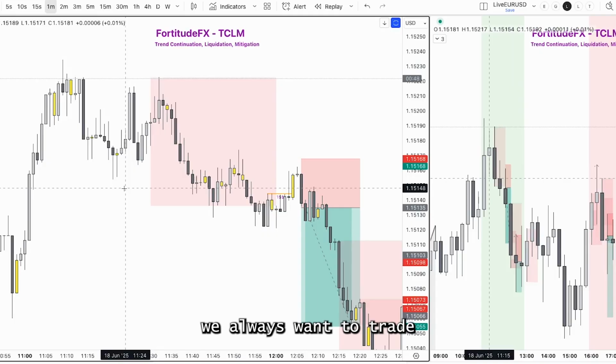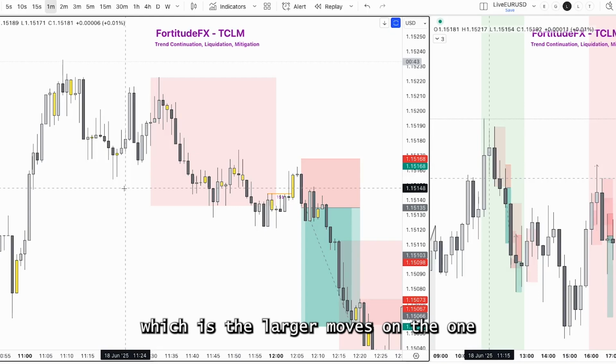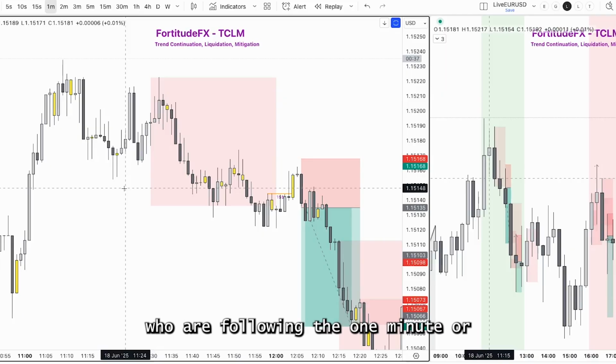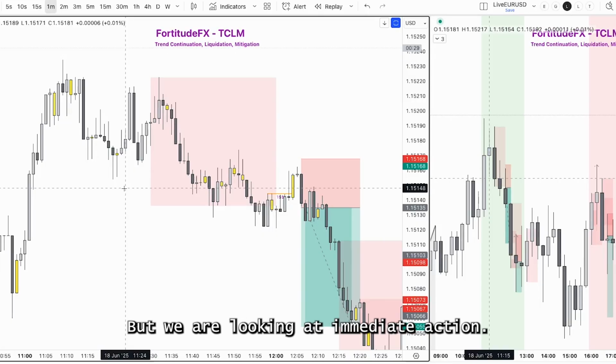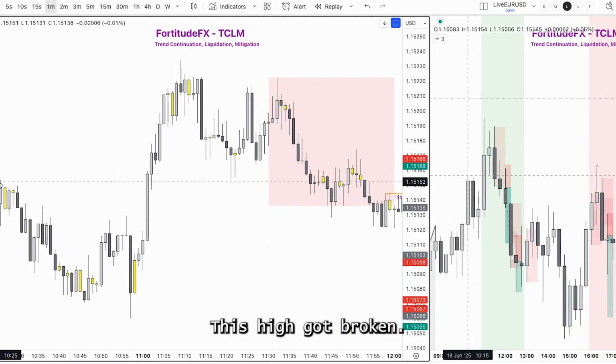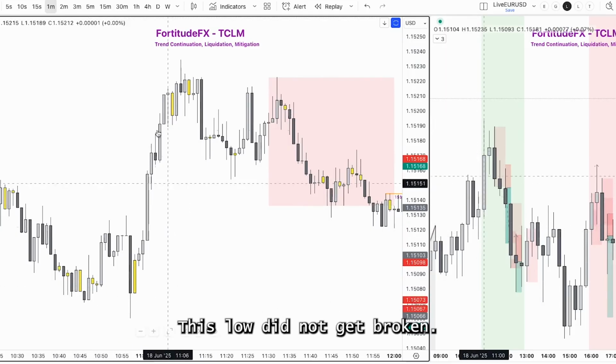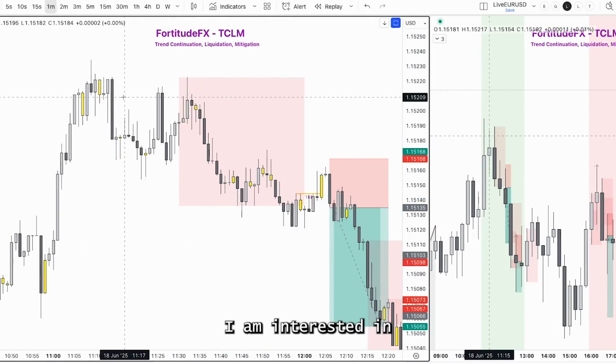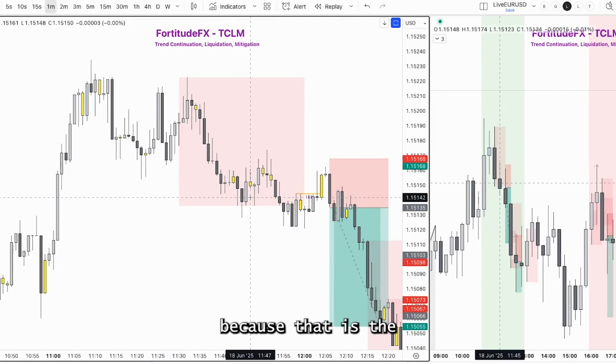And mind you, we always want to trade the immediate structure, right? So there is a strength structure, which is the larger moves on the 1 minute chart, which sometimes is the internal structure for other day traders who are following the 1 minute or the 4 hour trading mechanisms and different strategies. But we are looking at immediate action, right? So even though this is overall a bullish structure setup, this high got broken, this is a strong low, this low did not get broken, and all this is internal. I am interested in following the internal structure because that is the immediate price action that I want to catch for the next 15-minute candles range.